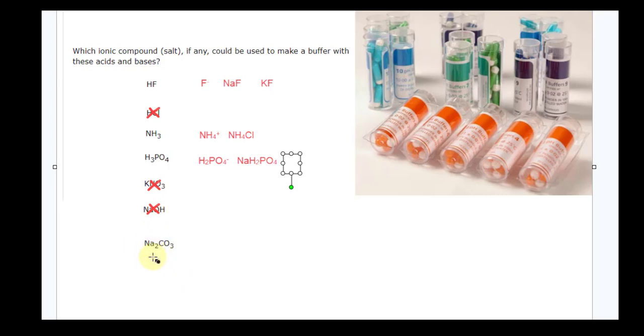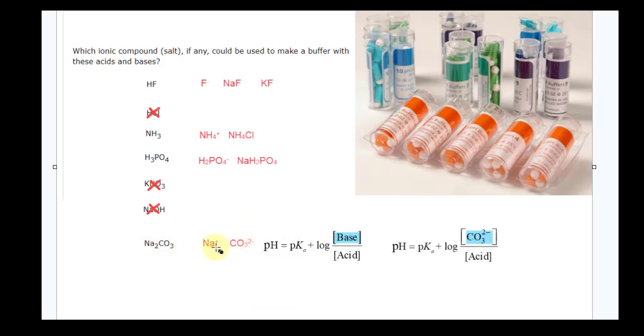This is sodium carbonate. Now, there's no hydrogens here, so this is going to have to be the weak base. It's a tricky one. First of all, the sodium's not going to do anything. We're not worried about the sodium, so all we have to do is worry about the carbonate. Our carbonate is going to be the base. So we just need its conjugate acid. So we've got a weak base here. We're going to have to match it with its conjugate acid.